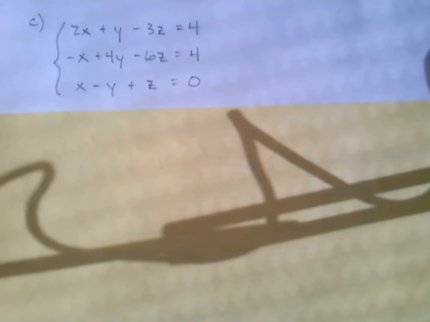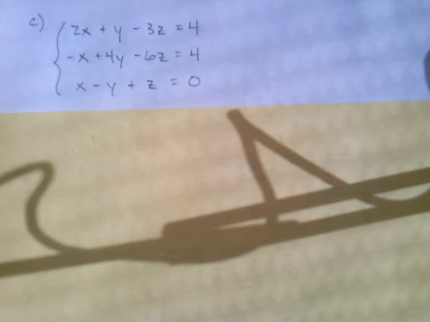So one more example here, and it's a big one, part C. 2x plus y minus 3z equals 4. Negative x plus 4y minus 6z equals 4. And x minus y plus z equals 0. Okay, so at first, this just seems like maybe another style like we saw in example part A.